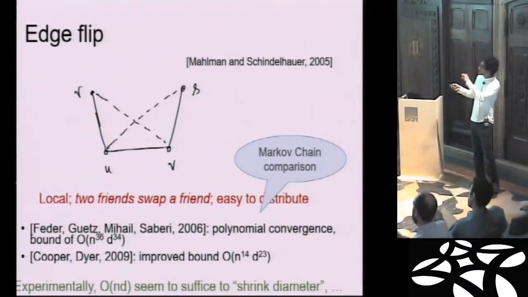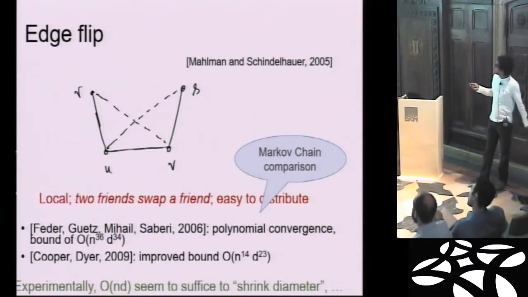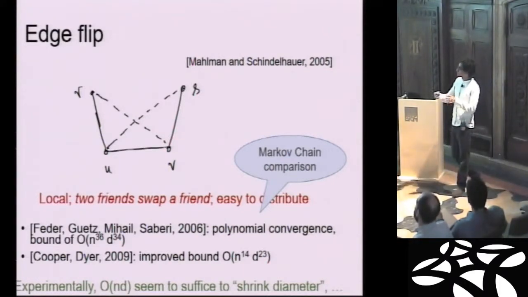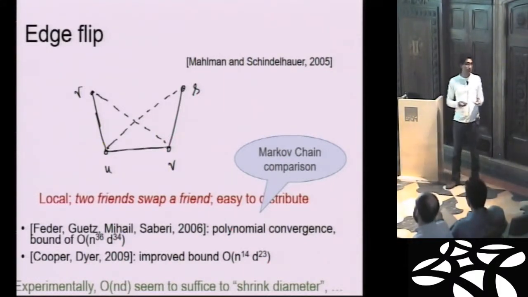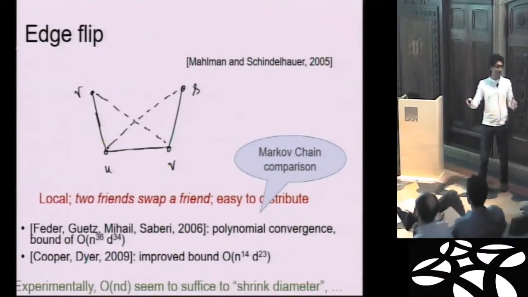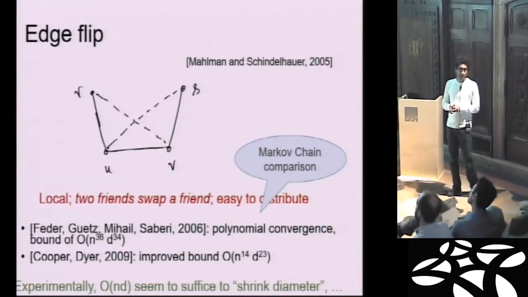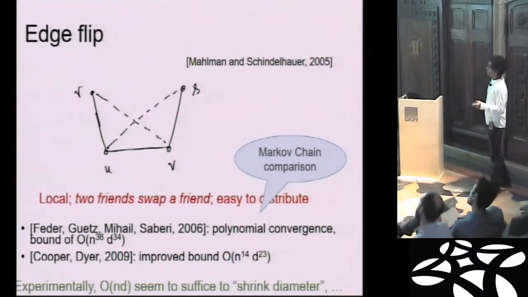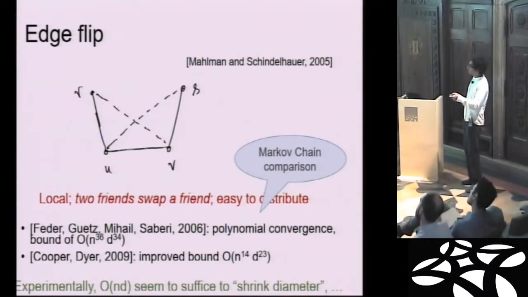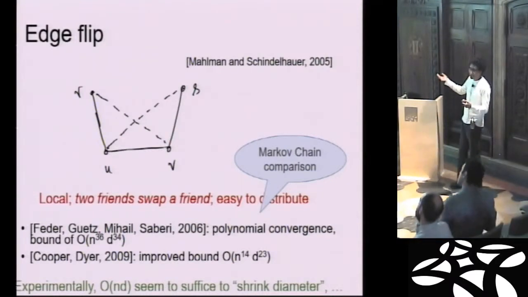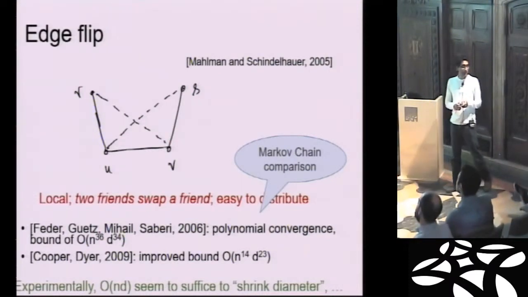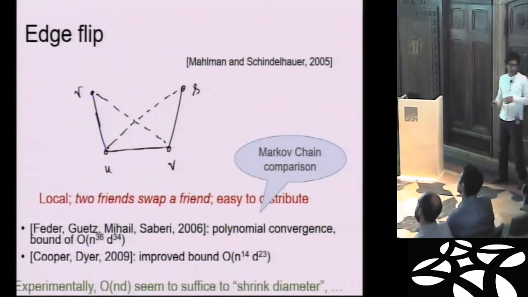All right. But there's a reason these bounds are quite bad, and that is that they all go through Markov chain comparison type arguments. Because you actually show that you mix in the space of all graphs that have degree d. But experimentally it looks like you obtain nice small diameter random looking graphs in roughly O of nd steps. So now the question is, can you explain this?